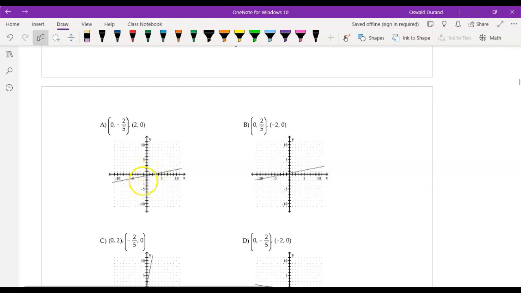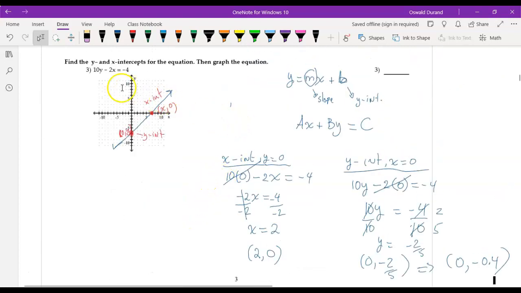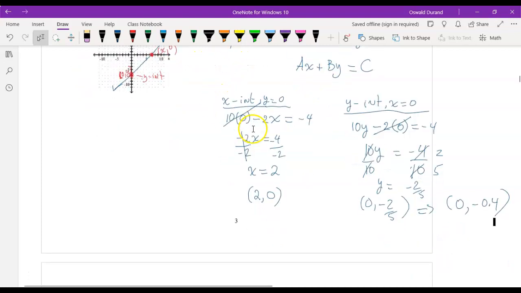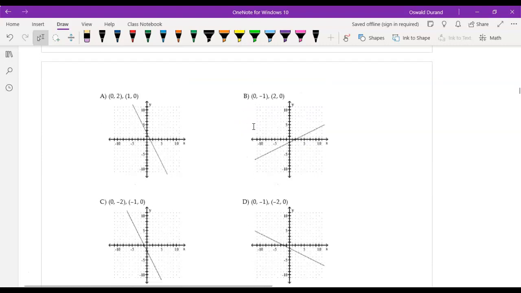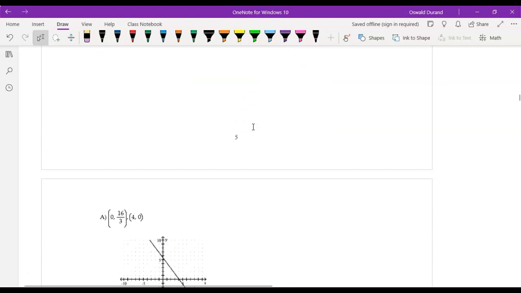(2, 0) here. And here, negative 0.4 is between 0 and negative 1, and you can see it crosses that axis there. Okay? So that's how you use the y- and the x-intercept in order to graph. Okay, so let's move on. You will do the same thing with those types.